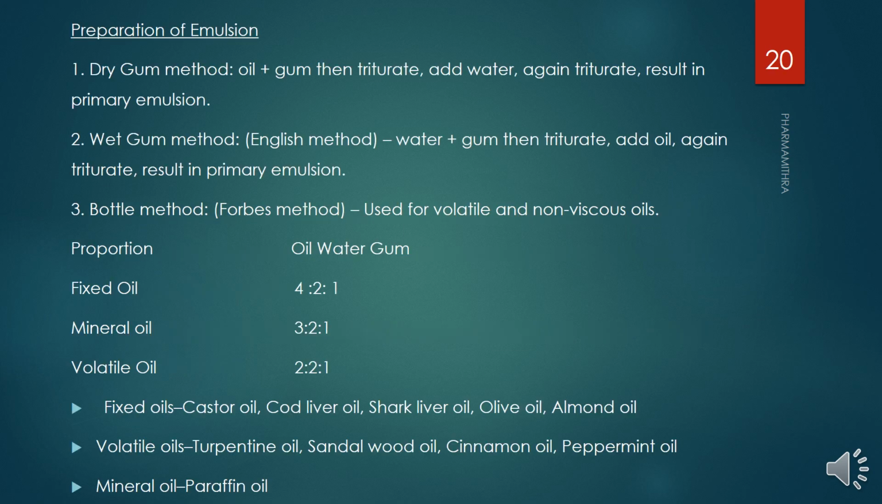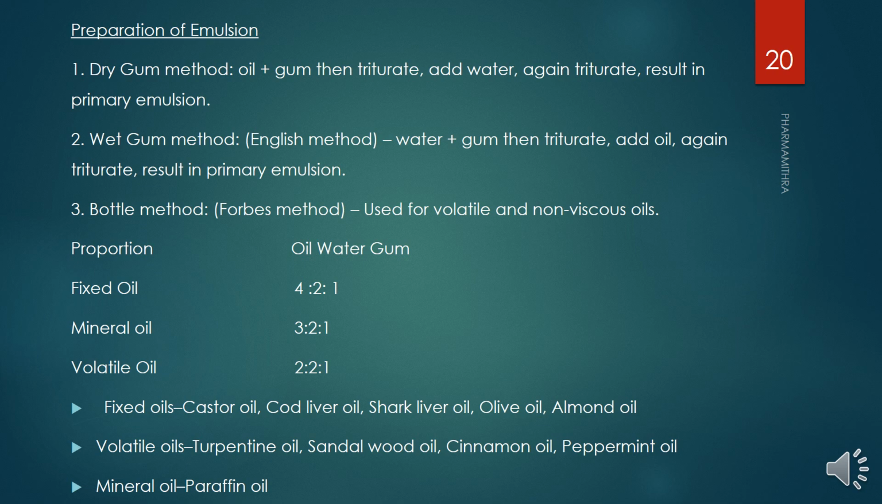Next important concept is the preparation of emulsion. We can prepare the emulsion by different methods: the dry gum method, wet gum method, bottle method, etc. In the dry gum method, we mix the oil and gum, triturate them, add water, and triturate again, making a primary emulsion. Whereas in the wet gum method or English method, water and gum are mixed, triturated, oil is added, and triturated again, resulting in the primary emulsion.